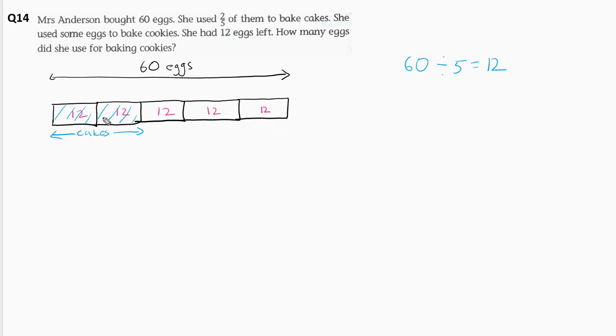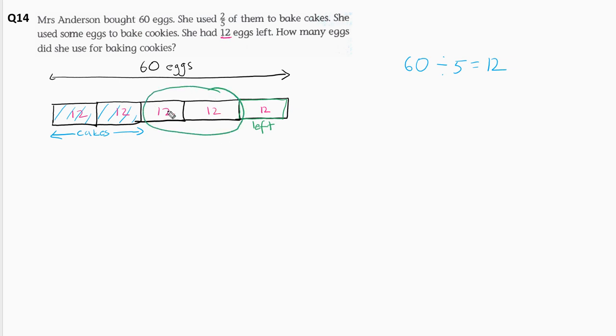And what else do we know? We also know 12. It says she had 12 eggs left. Okay, so let's say that this is what she had left. This is what was left. Which means that when they say she used some eggs to bake cookies, that must be these here.